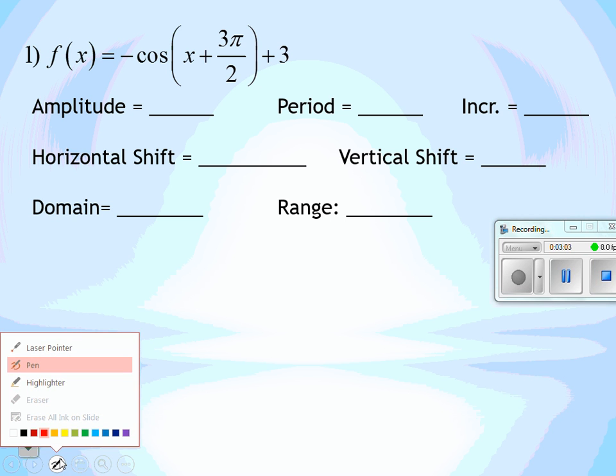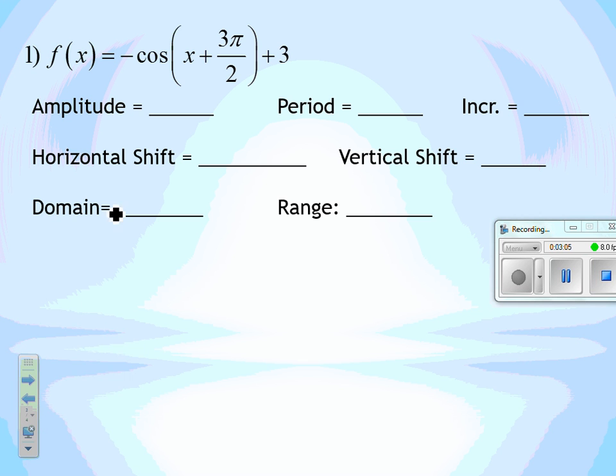Amplitude is the absolute value of A. In this case, it's the absolute value of -1, which is 1. Your period is 2 pi over whatever B is. B is right in front of those parentheses, so B must be 1. So 2 pi divided by 1 is 2 pi. Increment is the period divided by 4, which is 1/2 pi.